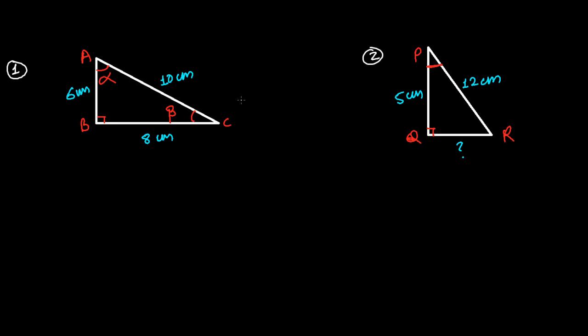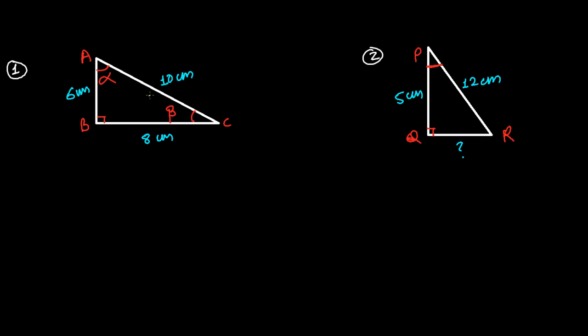Now here I have two questions where I need to find out. In the first question I need to find out the angle, and in the second question I need to find out the side. Alright, in the previous video we learned a little bit about finding the angle and the Pythagorean theorem. Those we all reviewed in a right angle triangle.